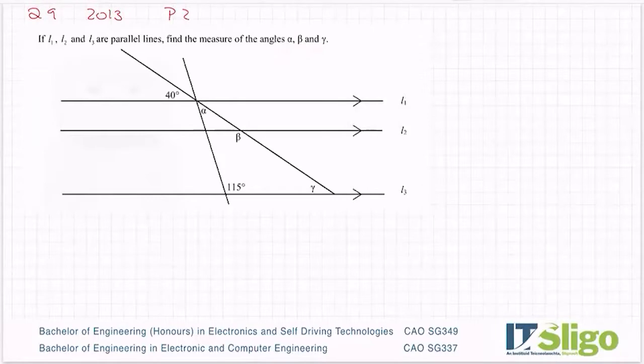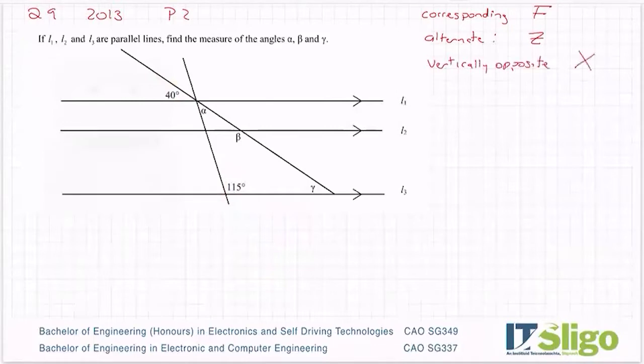So we just have two numbers, a 40-degree angle and a 115, and we've defined other angles from it. This is where your knowledge of corresponding angles comes into play. So we're looking for F's, alternate angles. We're looking for Z's, vertically opposite. We're looking for the X's.